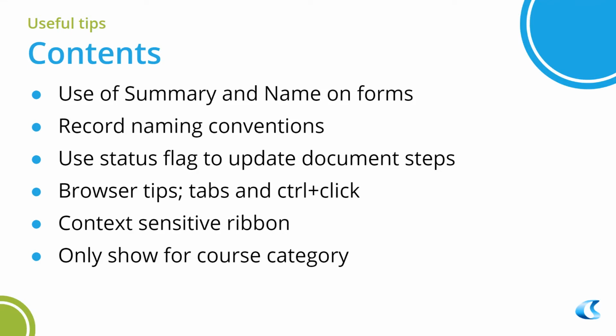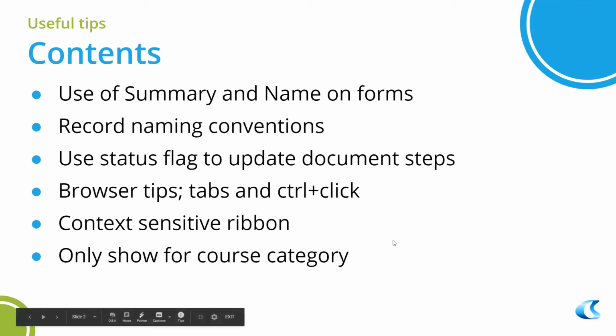I'm going to talk about record naming conventions. These are some recommendations we have around keeping naming conventions consistent so that you can easily recognize what rule is related to what step, or when you're creating your course modules, your course categories and your course masters, all those sorts of things. A lot of it has to do with linking different items together, and if we can keep a consistent naming convention, things are so much easier basically for us. I'm going to talk about using the status flag to update document steps.